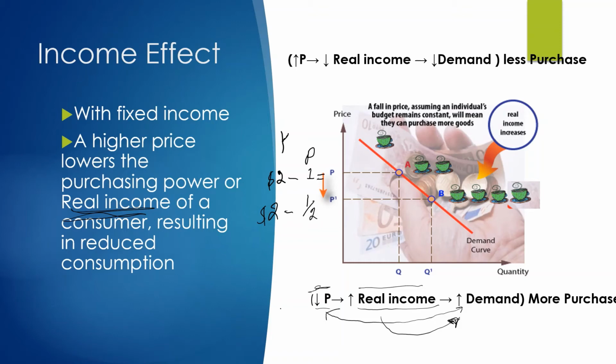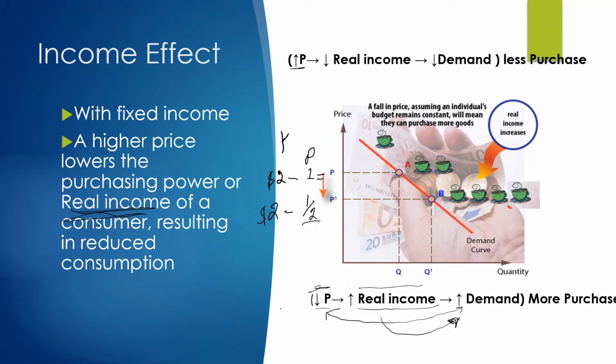In the same way, you can also understand the reverse situation by just starting with a price of $0.50. If the price of the coffee cup is $0.50, then with the $2 of fixed income you can buy 4 cups. But if, with this fixed amount of income, the price increases from $0.50 to $1, then in that case your real income or your purchasing power is going to decrease. Why? Because you can only buy half the quantity. You can only buy 2 cups instead of 4 cups.